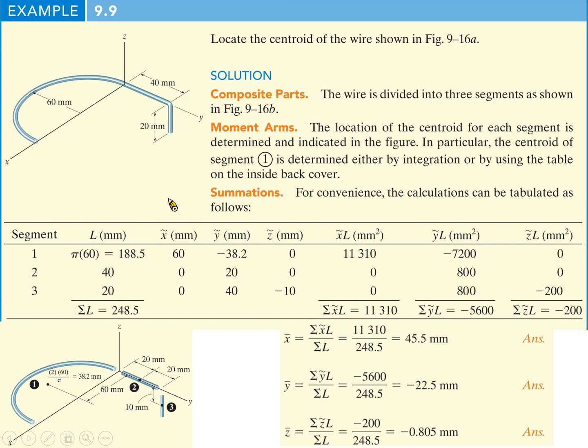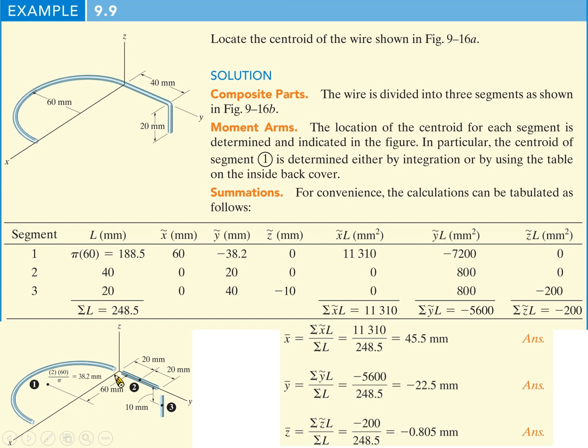Okay, so right now we see the other example, 9.9. For this example, we can see this part is half circular, and this part are two straight lines. So the same, we want to find out the centroid for this wire. Of course, we can divide this wire into 3 different parts, as shown in the figure below here.